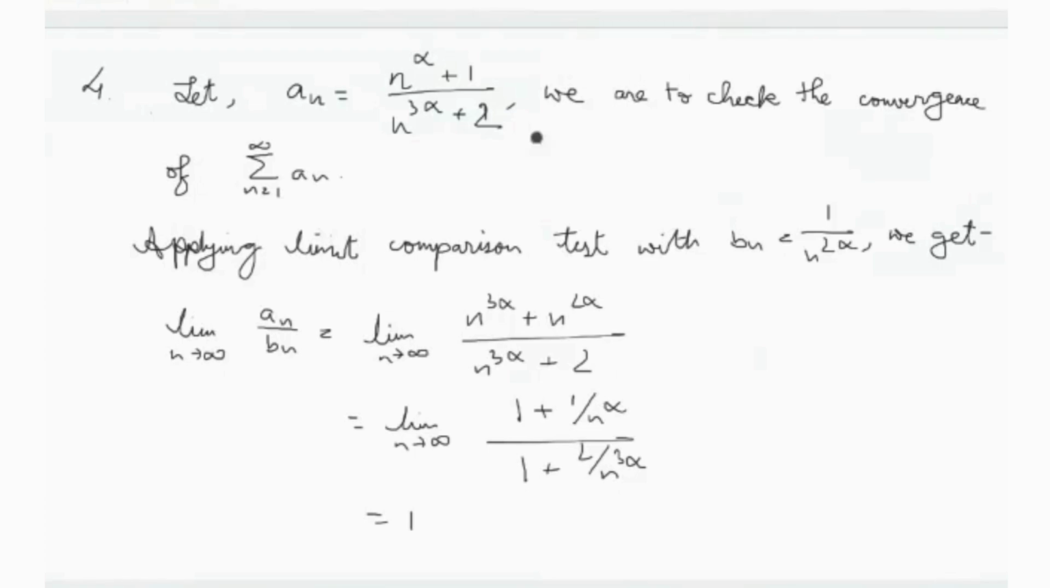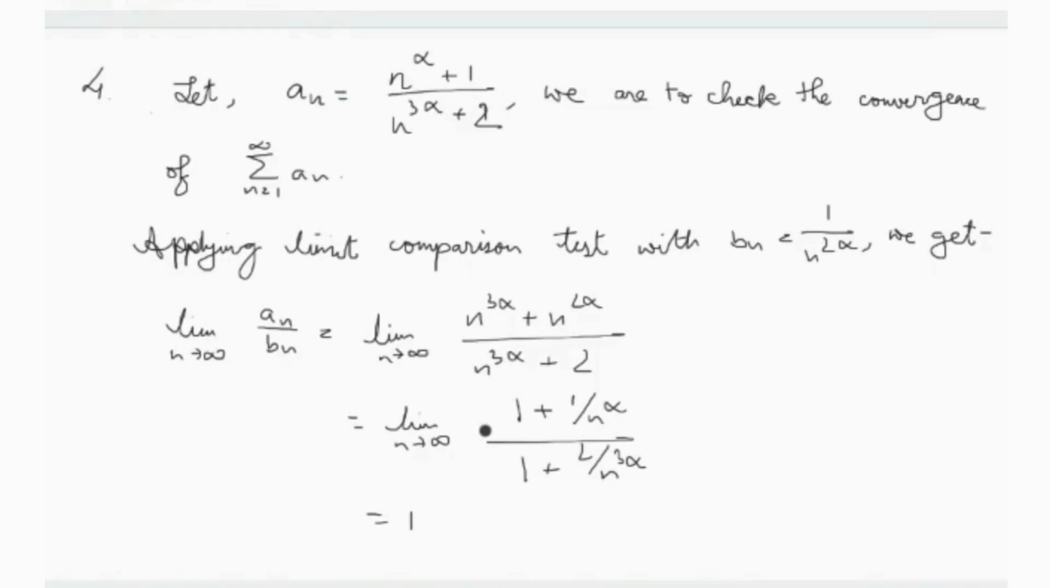Here a_n is (n to the power alpha plus 1) by (n to the power 3 alpha plus 2), and we apply the limit comparison test with b_n equal to 1 by n to the power 2 alpha. I've chosen this so that we can get a finite limit of a_n by b_n, since if we multiply by n to the power 3 alpha, we can simplify a lot. So the limit as n tends to infinity of a_n by b_n is this thing divided by 1 by n to the power 2 alpha, so n to the power 2 alpha is multiplied with the numerator, and we get (n to the power 2 alpha plus n to the power 3 alpha plus 2 alpha) by (n to the power 3 alpha plus 2).